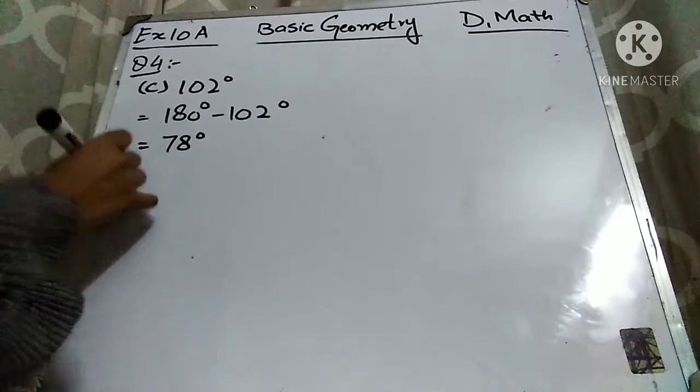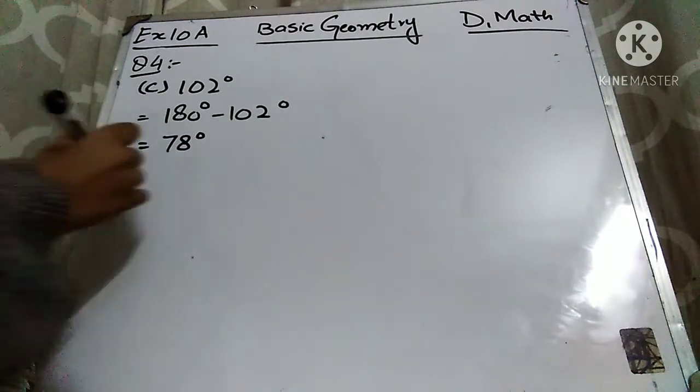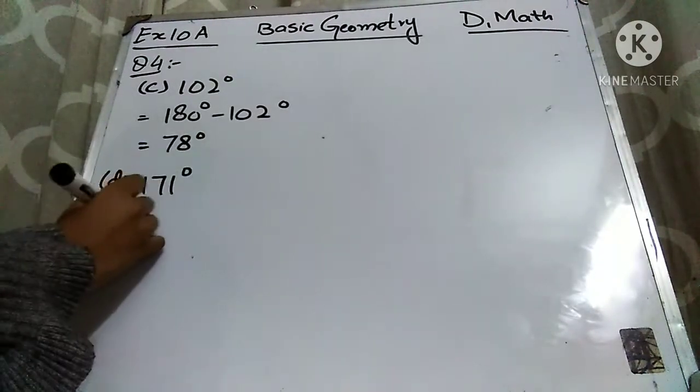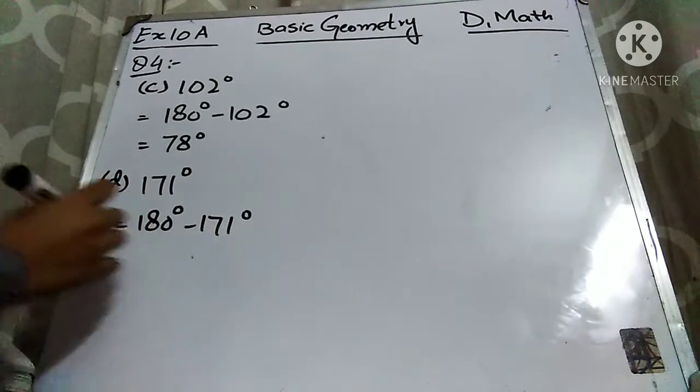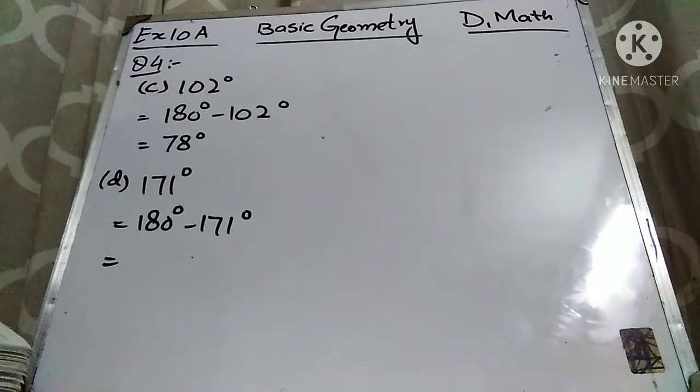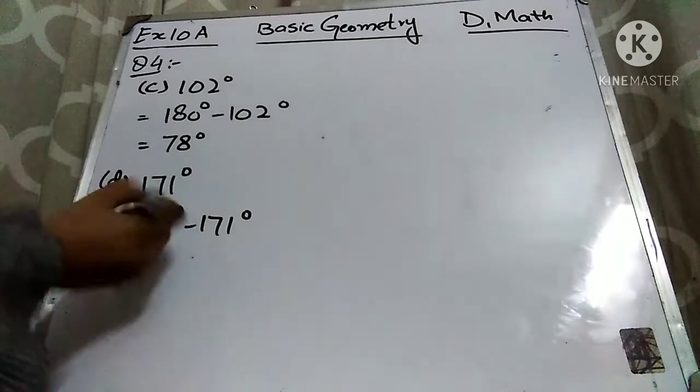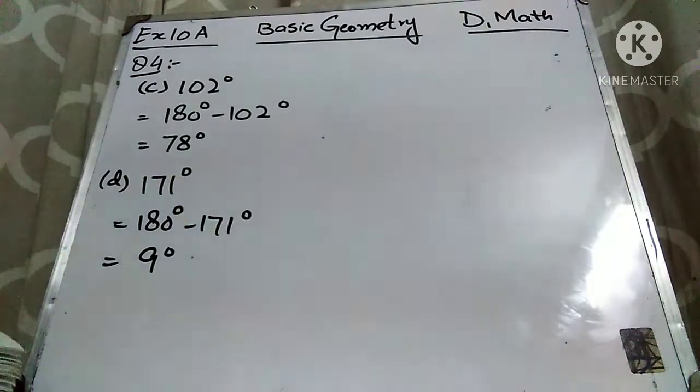Now let's come to D part. D part is 171 degrees. So if you subtract 171 from 180, you will get 190. Sorry, you will get 9 degrees. So this is the answer. Okay, so I hope that question number 3 and 4 are clear to you.